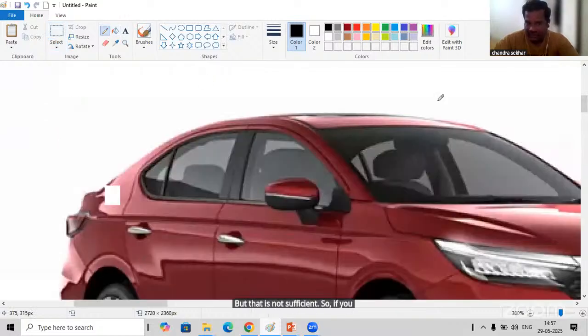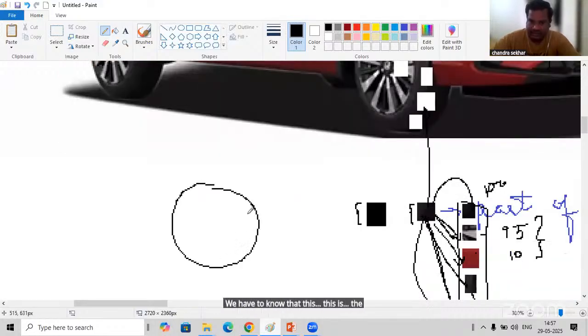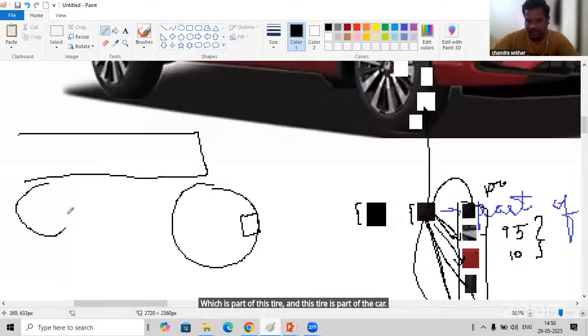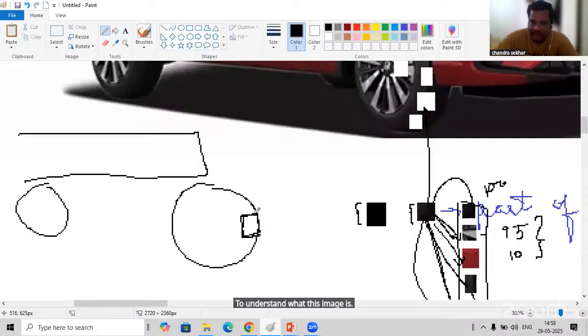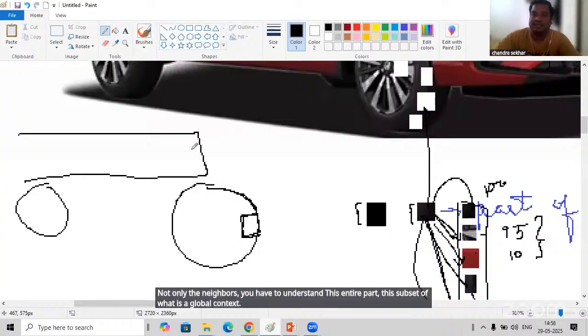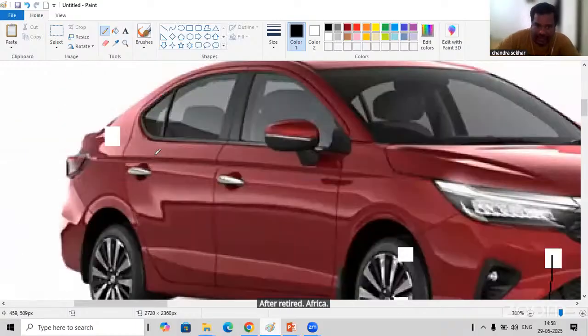To thoroughly understand this entire image, we have to know that this is the tire, this is the patch which is part of this tire, and this tire is part of the car. That is the context. If you look into this small patch alone, you are not going to get the context. I need to understand its neighbors, and not only the neighbors, but that this entire part is a subset of the global context. Then only can you clearly say that I am a patch of a tire of a car, and you get the complete information.